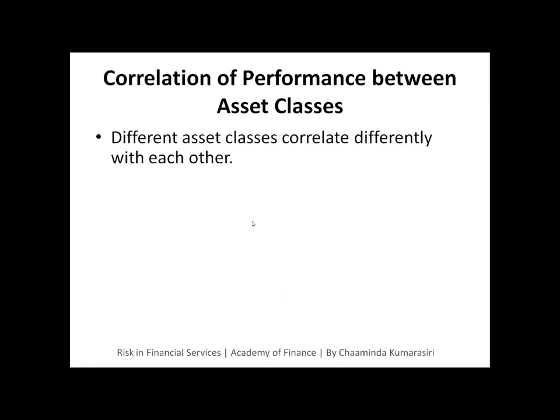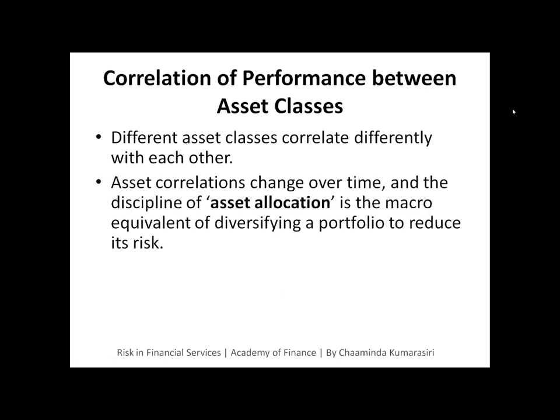Right, now we have a look at correlation of performance between asset classes. I told you earlier there are asset classes, right? And then you see the correlation in the performance. Now, when you have asset classes, how they interact with each other, how one is affecting the other is about correlation. But this changes over time, right?